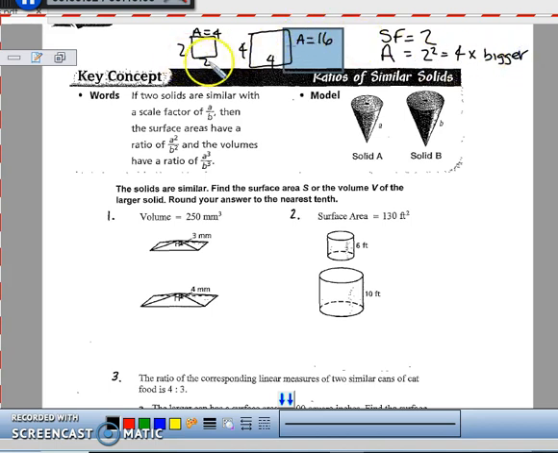Okay? Side lengths got bigger one time, but because you multiply 2 dimensions to get area, this side is 2 times bigger to get this, right? And this side becomes 2 times bigger. Well, 2 times bigger and 2 times bigger is 4 times bigger. So the area would be 4 times bigger, the scale factor squared.